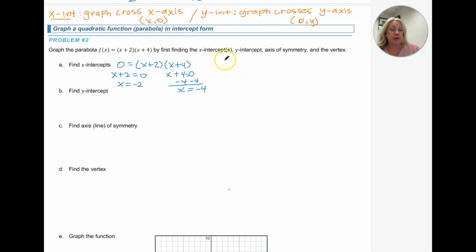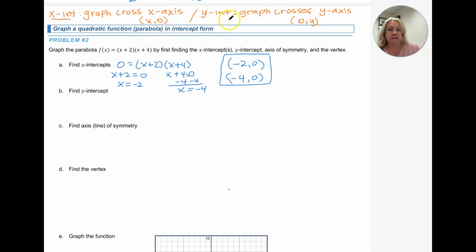So my 2 points, make sure you write these out as ordered pairs: I'm going to have negative 2 comma 0 and also negative 4 comma 0. Those are my x-intercepts for this graph. Okay, let's go and find the y-intercept now.